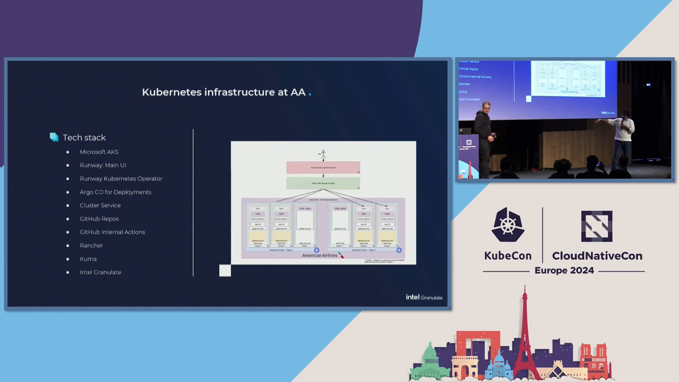We use the Kuma service mesh. We use the Rancher control plane. And we also have the homegrown UI, which we call Runway, which is the self-service portal. And we also use custom controllers to integrate across the solution. While all this is in there and many more, we are able to plug in the Intel Granulate solution without disrupting the ecosystem.